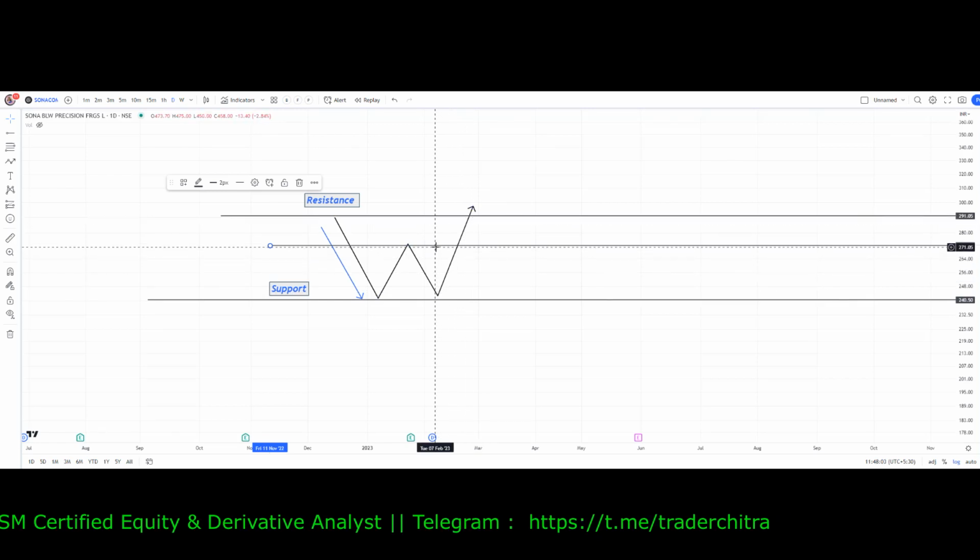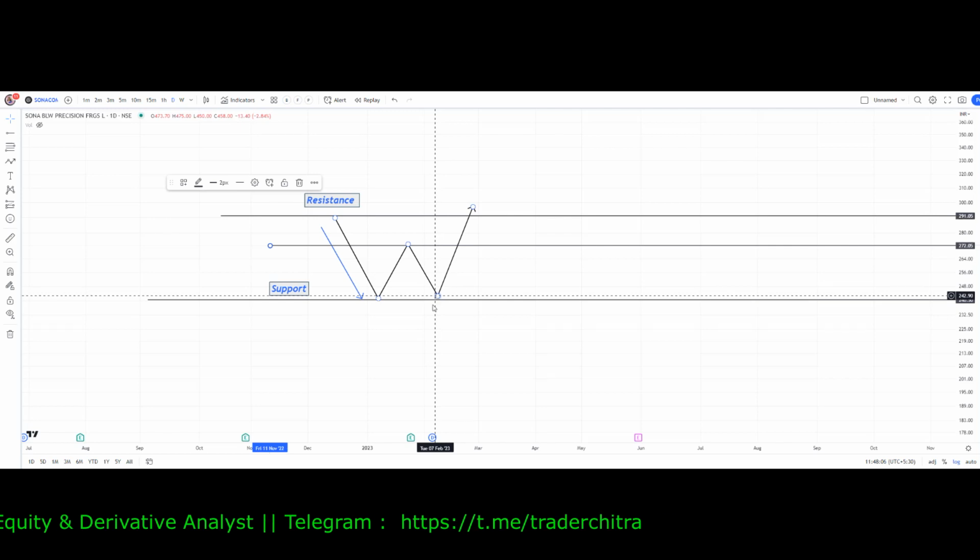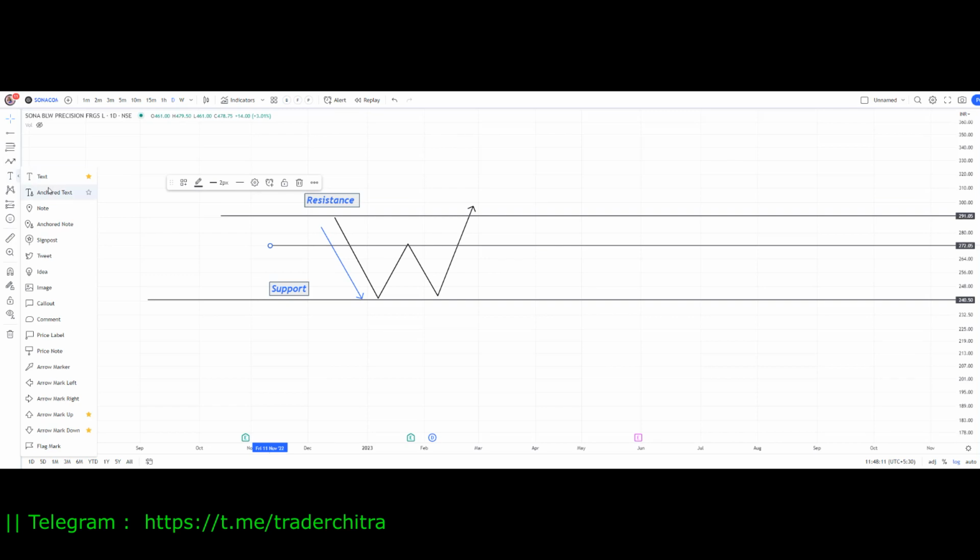So this is how the double bottom is formed. So what is a double bottom? Here we have one bottom and this is the other bottom. So this is called a double bottom.